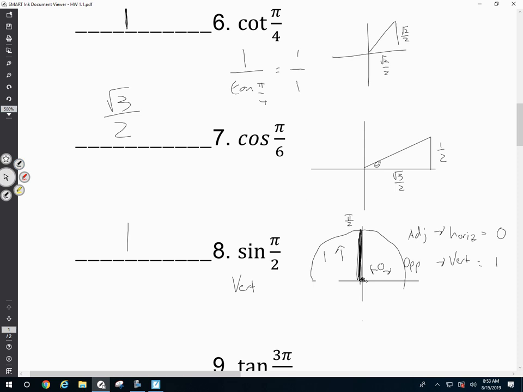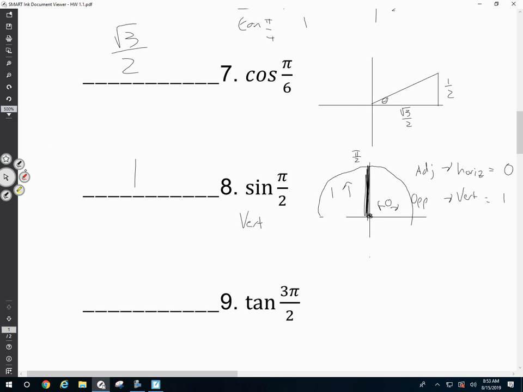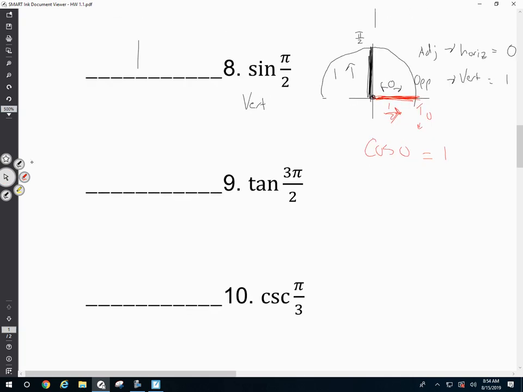That's why the cosine of 0, if I ask you what is the cosine of 0, well, here is the location of the angle measurement 0. I will travel to the right 1, but I will not go up or down at all. So since I don't go up or down at all, but I do travel to the right 1, the cosine of 0 is 1. All right, 3 pi over 2.